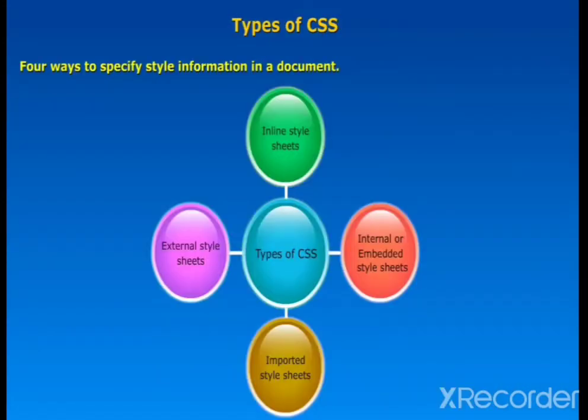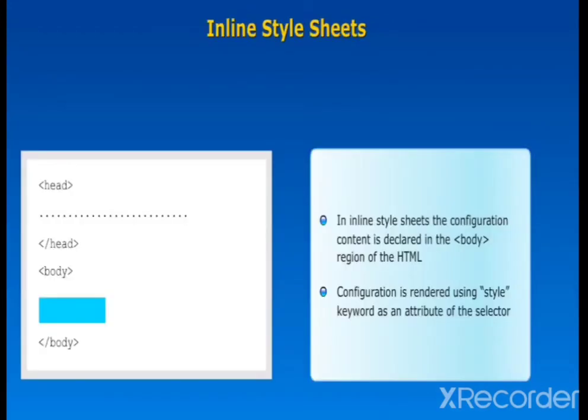Next, there are many types of CSS present. Actually there are four ways to specify style information in a document. They are inline, external, imported, and internal or embedded style sheets. Let us see them one by one. First one, inline style sheet.